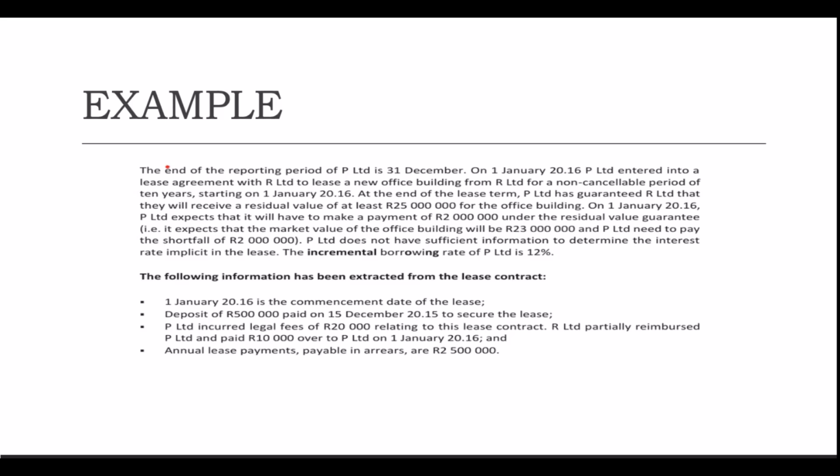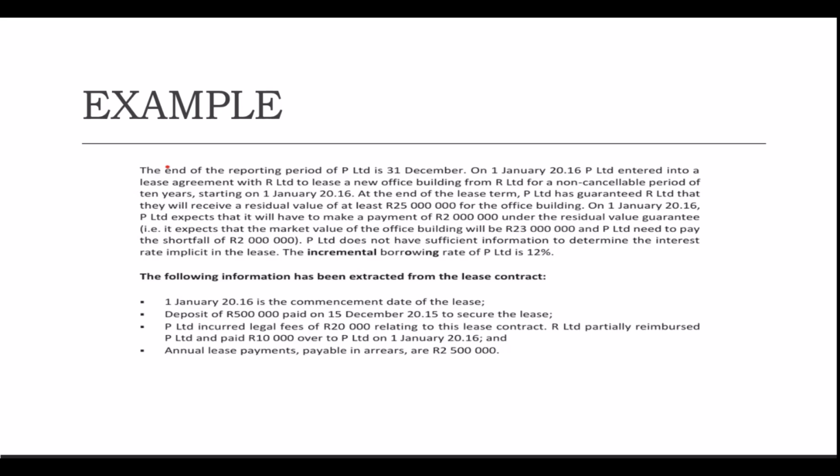So as you are reading the question, because you know it's 16, your mind is telling you, what is this? Why are they telling me this? So that point number 3 says P Limited incurred legal fees of 20,000. What are legal fees according to the standard? They should be included as part of the asset. But you must exclude what? Reimbursement. So R Limited partially reimbursed P Limited 10,000 on 1 January.